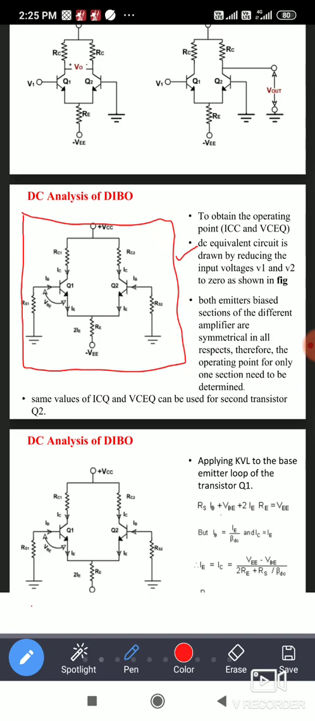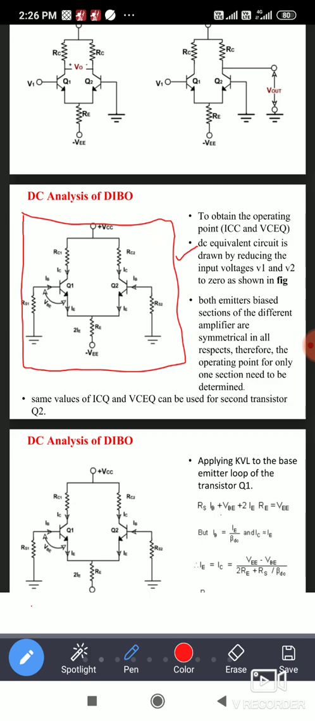Now next, both emitter bias sections of the differential amplifier are symmetrical. Why are we saying both are symmetrical? Both are symmetrical because Q1 and Q2 have the same characteristics. Q1 and Q2 are the same transistors, and their specifications are also the same. That's why, if you observe, both sections are identical. You can look from the left hand side, and if you observe from the right hand side also, both look the same. That's why it is called symmetrical. Are you getting my point?